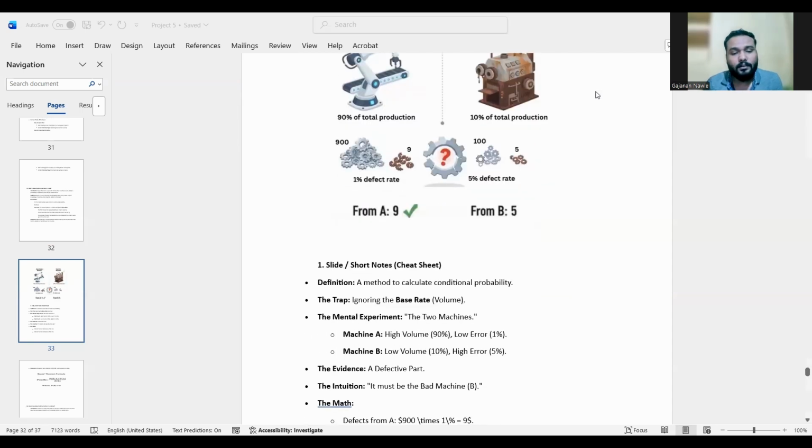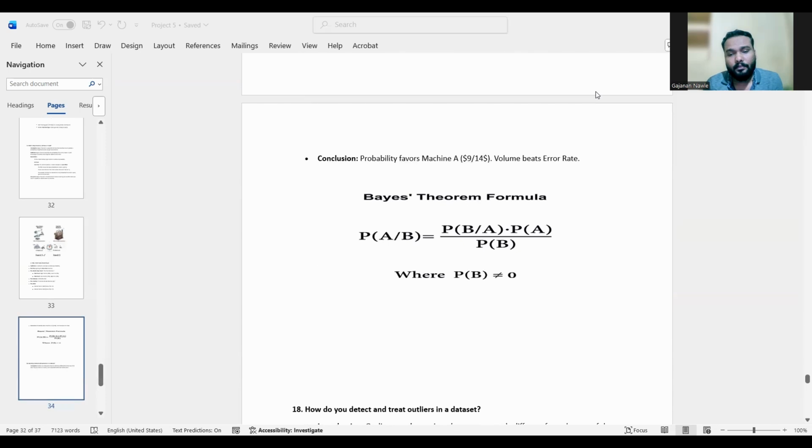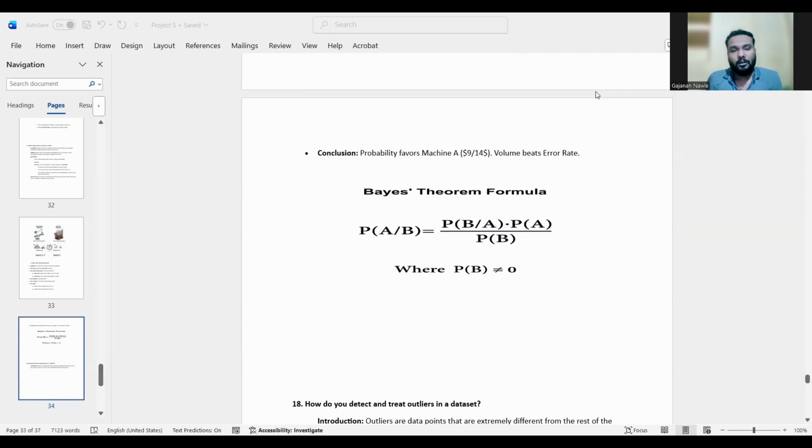And the formula for Bayes theorem is: probability of A given B is equal to probability of B given A times probability of A, divided by probability of B, where probability of B is not equal to 0.